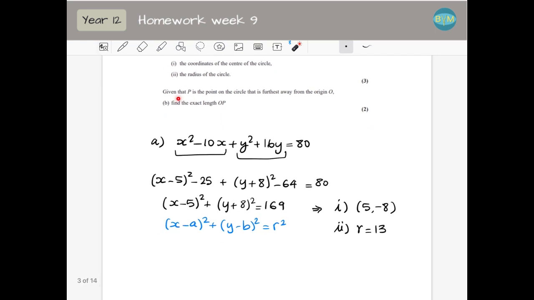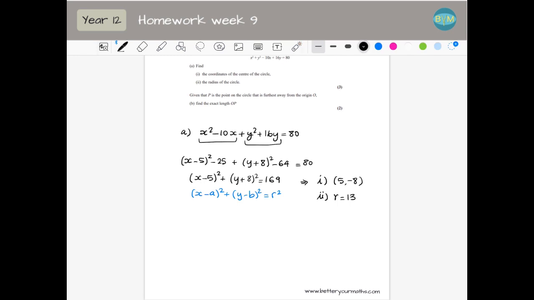Then they say, given that P is the point on the circle that is farthest away from the origin, find the exact length OP. So I'm going to do a quick sketch so you see what they are asking. This is x, y. The center of the circle is 5, minus 8, so somewhere here. You have your circle here. Really the circle will be greater than that because the radius is greater, but it really doesn't matter.